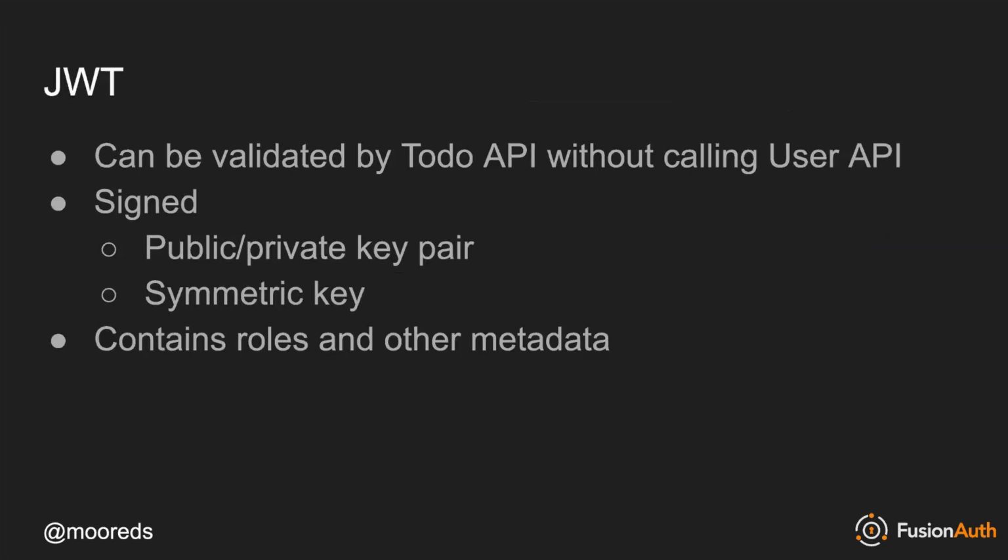You can sign JSON Web Tokens in a couple of different ways, and we're going to talk a little bit about that later. And the other thing that's worth noting here is that they can contain roles, other metadata, pretty much anything you can put into a JSON object, you can put into a JWT.